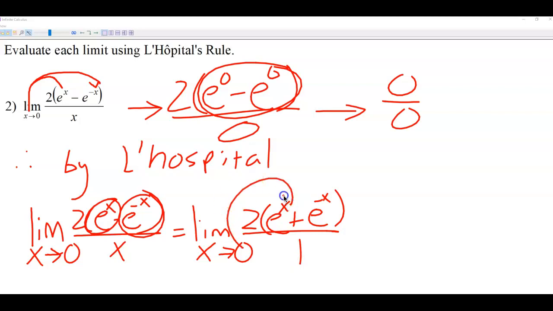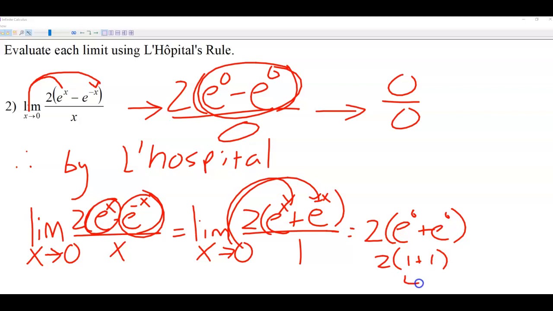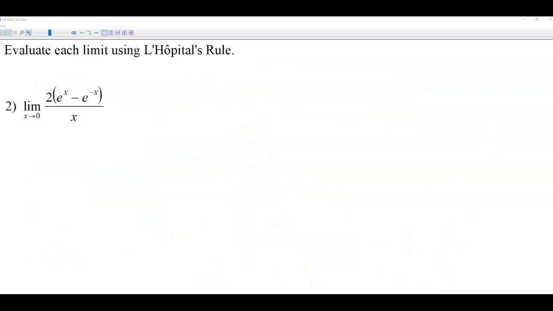So then we go ahead and do our direct sub, and we end up with 2 times e to the 0 plus e to the 0, which is 2 times 1 plus 1, which is going to be 4 at the end. All right. Let's go ahead and take a look at another one.